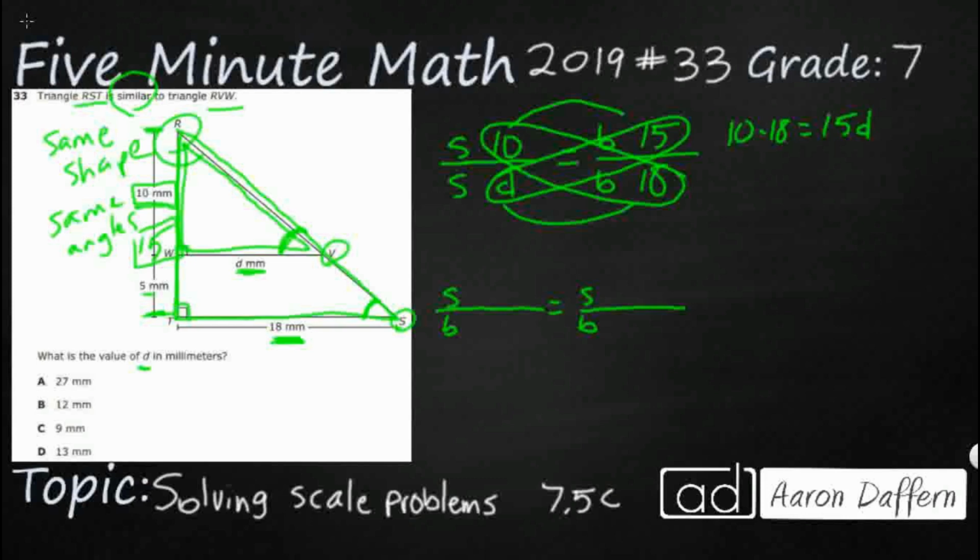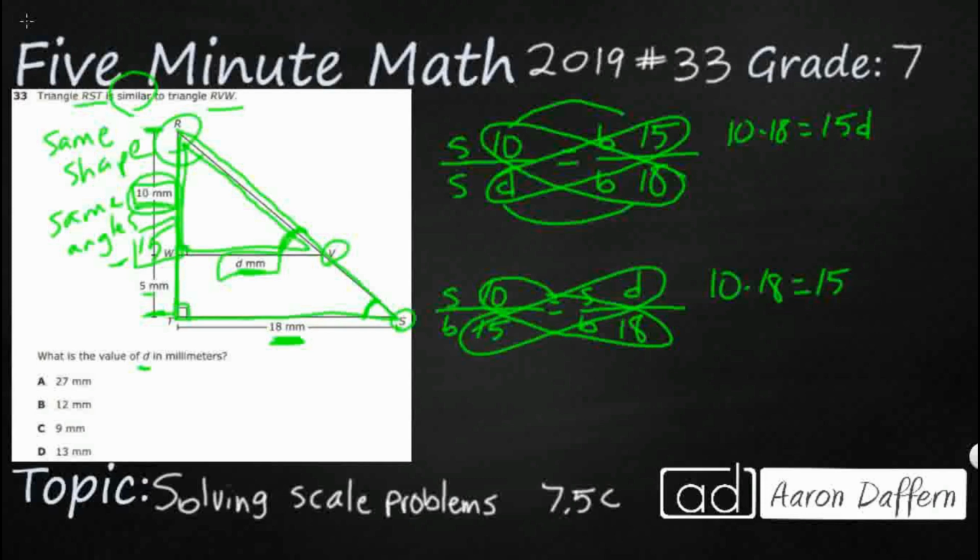Now, what about if we did small over big? We did the small side 10 over its corresponding big side, which is that 15. And we do the same thing over here: the small base of D over the corresponding big base of 18. And guess what you get? Look at this, 10 times 18, 15D. So it doesn't really matter. You're going to end up doing the same calculations.